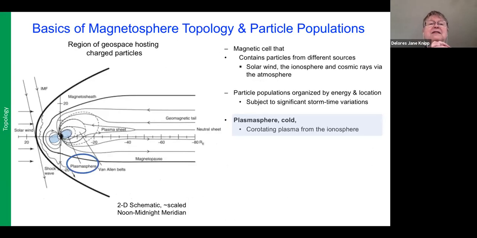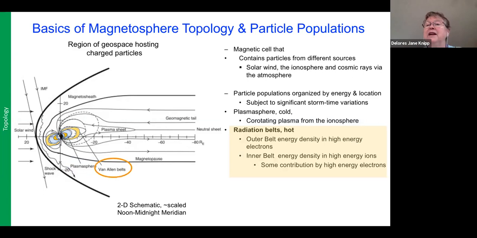So let's take a quick look at the basics of the magnetosphere topology. I want to look first at the plasmasphere here and just mention that that's a population of particles that have been drawn out of Earth's ionosphere. They're considered cold, on the order of 1 electron volt. And because they're so cold, they're pretty much tied to the magnetic field lines. So they co-rotate with Earth. This inner magnetosphere magnetic field is turning with Earth, and those particles are obliged to go with the magnetic fields. So it's called a co-rotating plasma. It provides a lot of the inertia, if you will, in the inner magnetosphere.